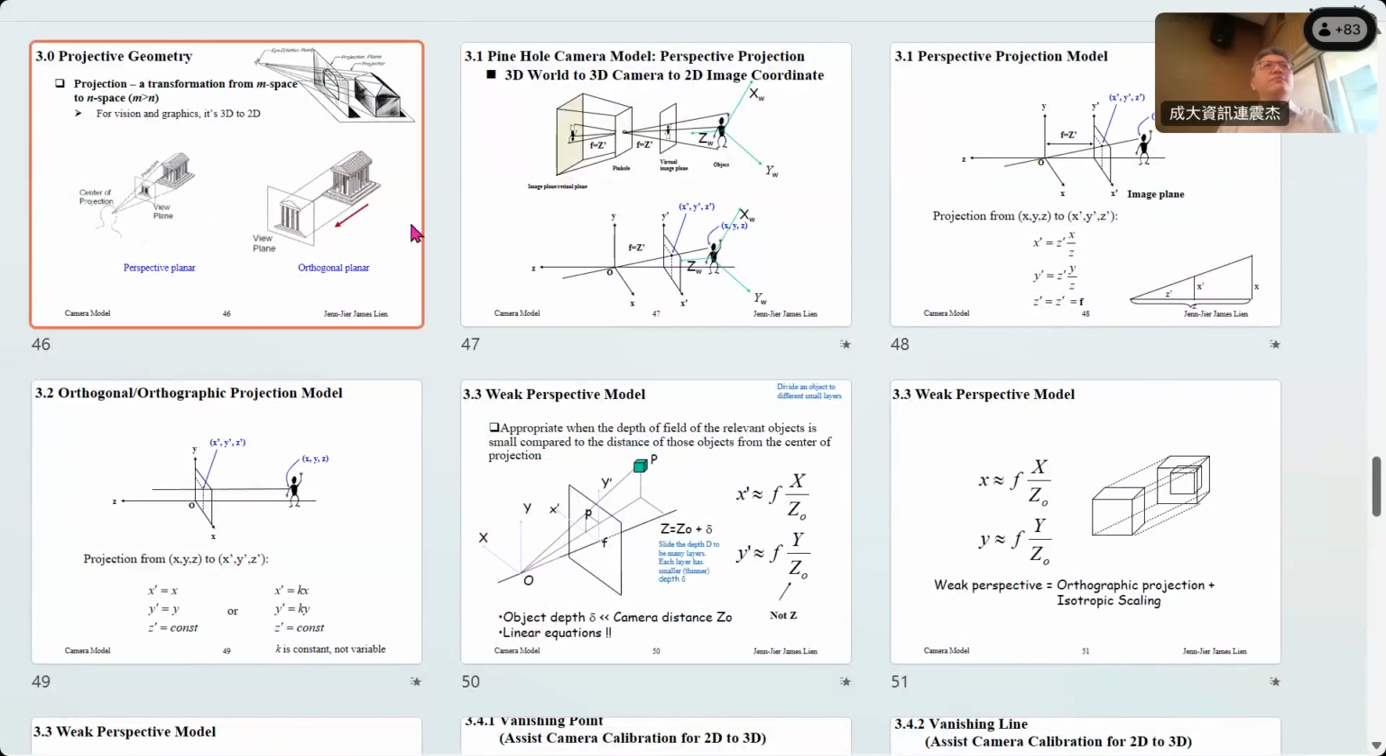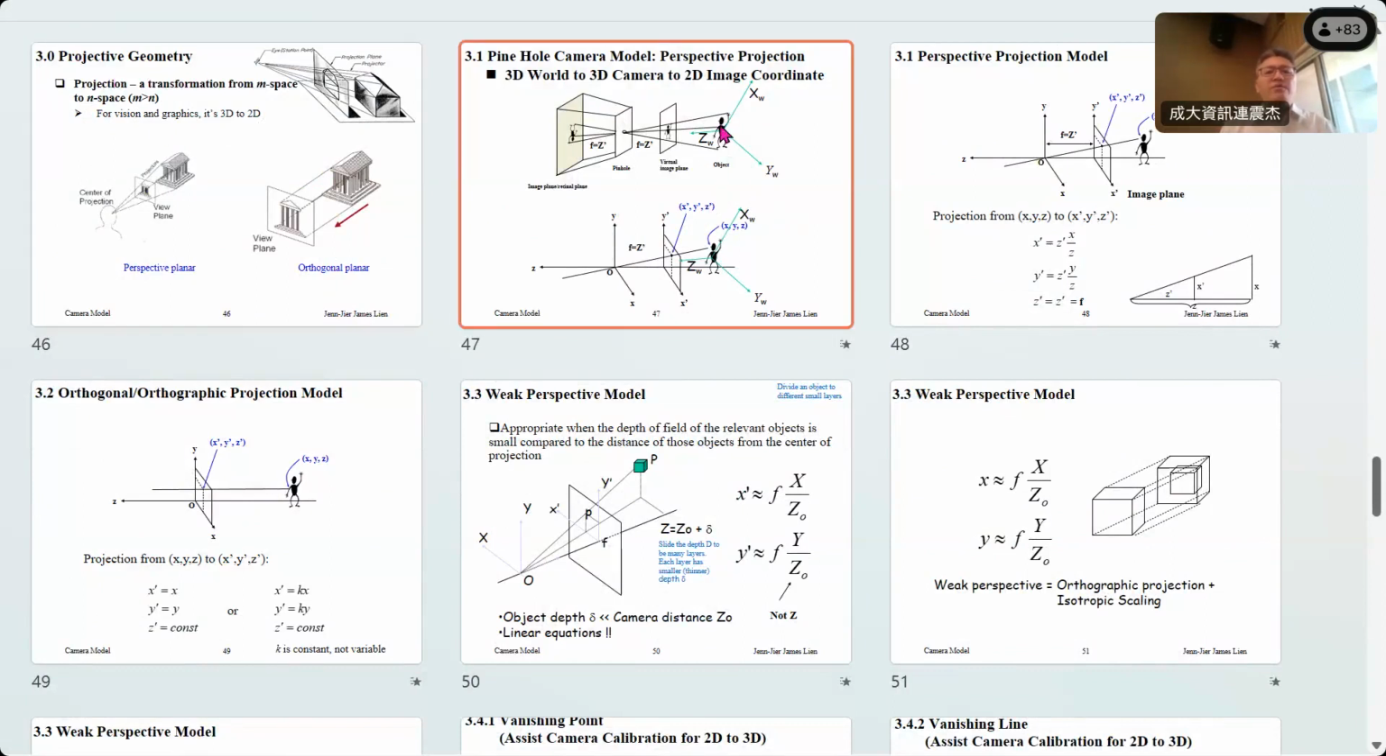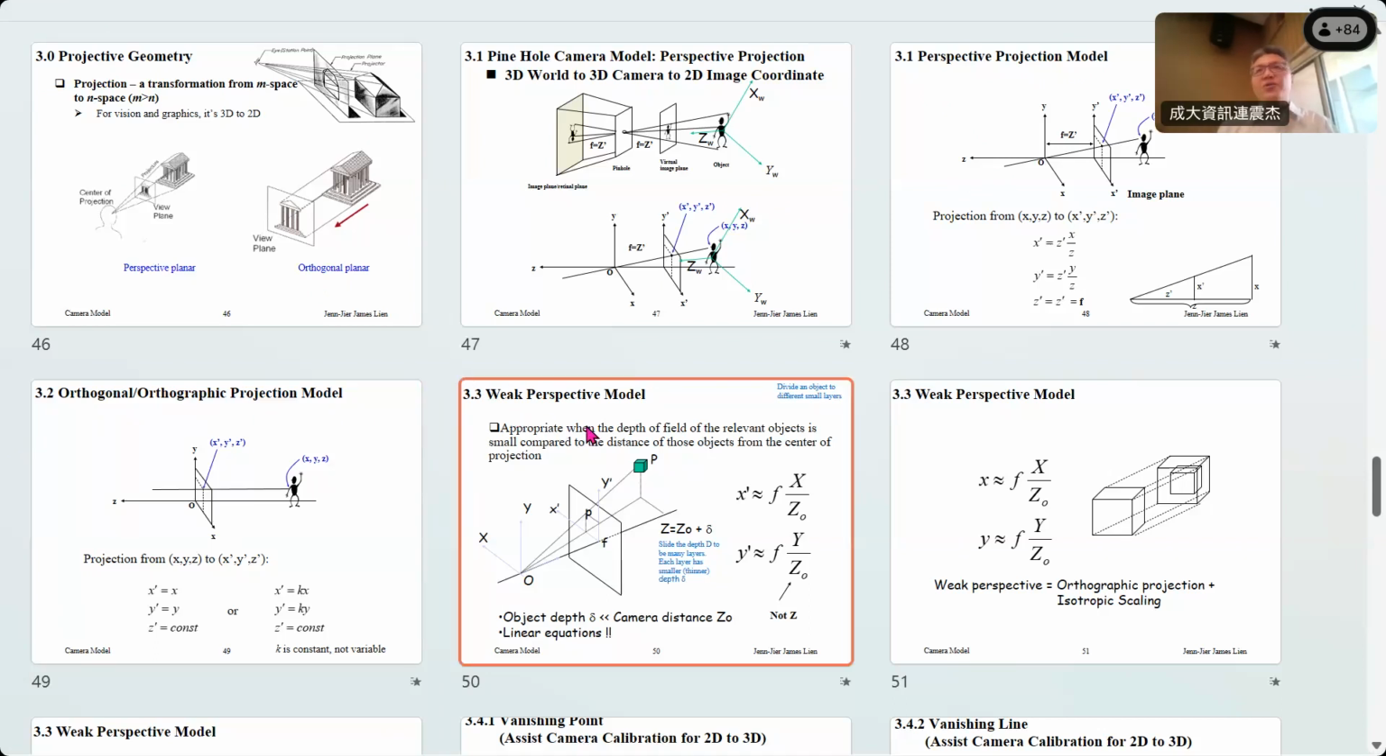In chapter 3, we talk about the camera model between 2D and 3D. The important thing is how you can reconstruct the object from 2D to 3D. We have perspective geometry, the perspective projection model, an orthogonal projection model, and also a weak perspective model. I will just tell you the concept of these. The pinhole camera model is the perspective projection model.